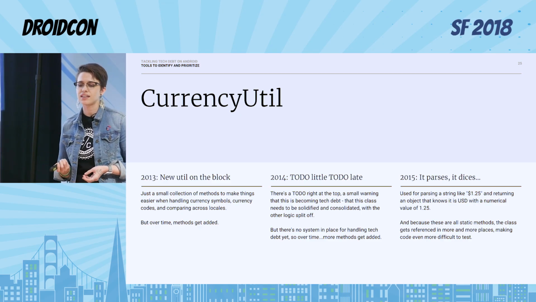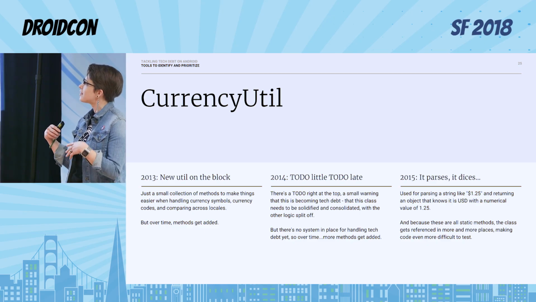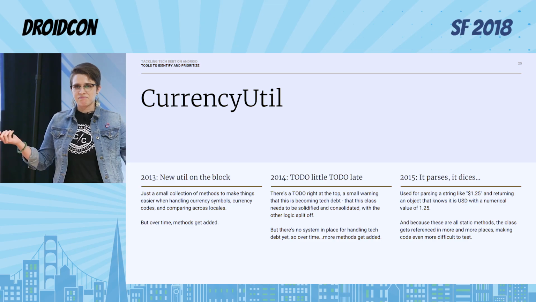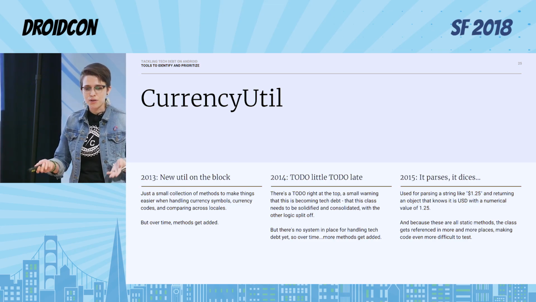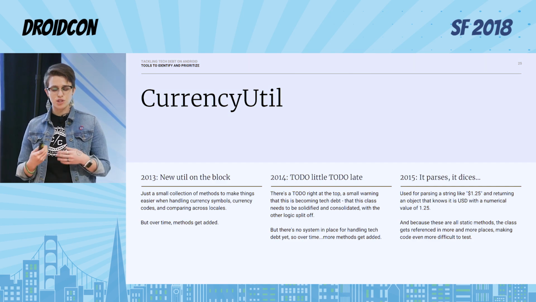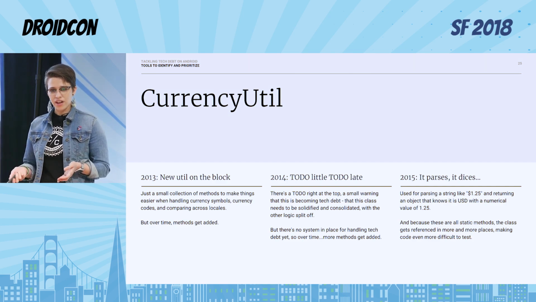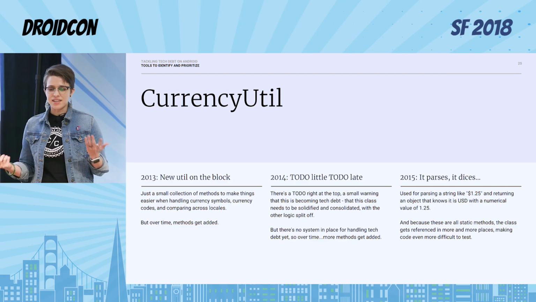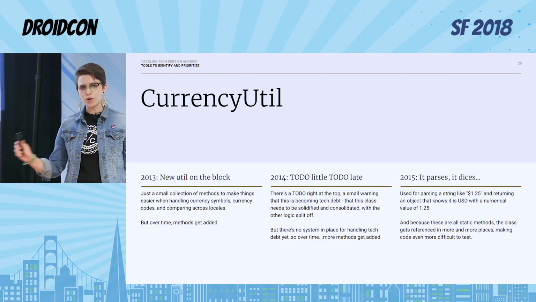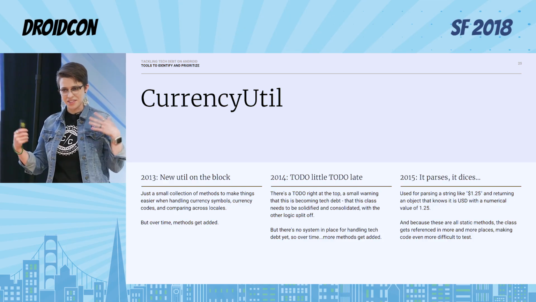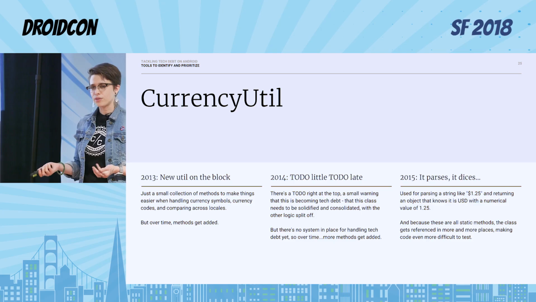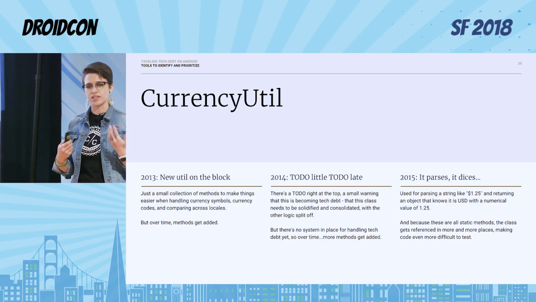So in 2015, we now have all of this parsing logic that is also in currency util because it handles currency, kind of, so let's just throw it in the same class. And so we have this string parsing, it returns an object that knows it's USD with a numerical value, and these are all static methods. So currency util is now referenced all over the place, anywhere you deal with money, again in this online marketplace app. So it's referenced everywhere, and the code is going to be more difficult to test because you have this static instance.